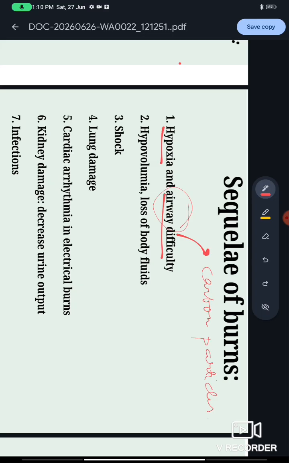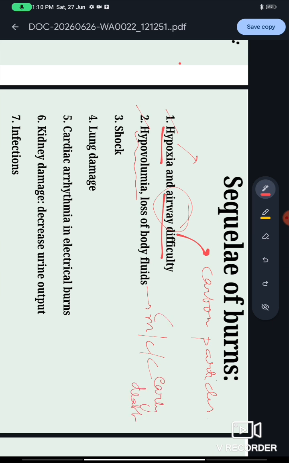Apart from that, there may be airway burns. The hot fumes can cause burns in the airway, in the trachea, in the nose. Other than that, there will be hypoxia because there will be a lot of carbon dioxide emission. As a result, there will be difficulty in breathing and overall hypoxia. Next is hypovolemia. Most common cause of early death in burns.